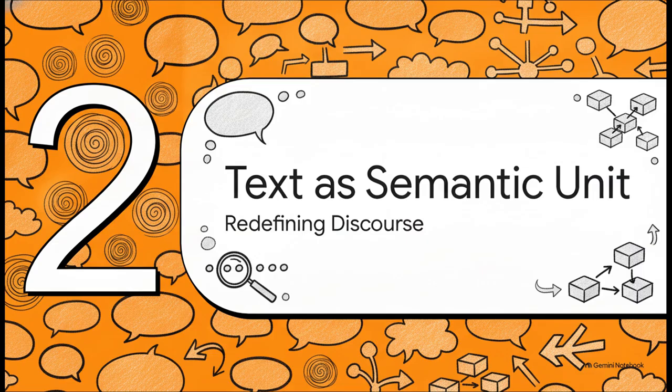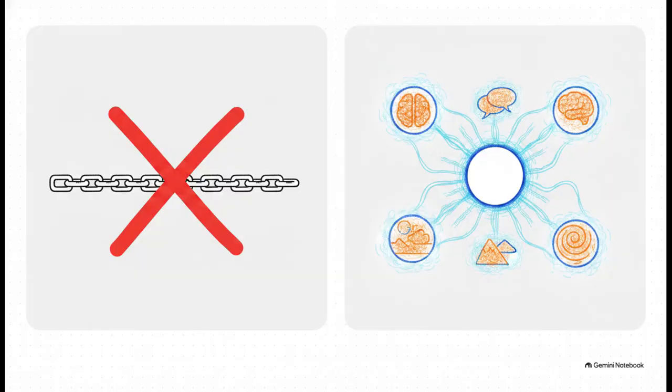That brings us to Section 2, Text as Semantic Unit. Time to redefine discourse. To really grasp this, we have to stop looking at language purely through the lens of structural size. So, the crucial point is that a text is not a grammatical unit. It's not just some giant super sentence. According to Halliday and Hassan, a text is actually a semantic unit. It's a unified realization of meaning within a specific context of situation. The sentences, they're merely the medium we use to get there.